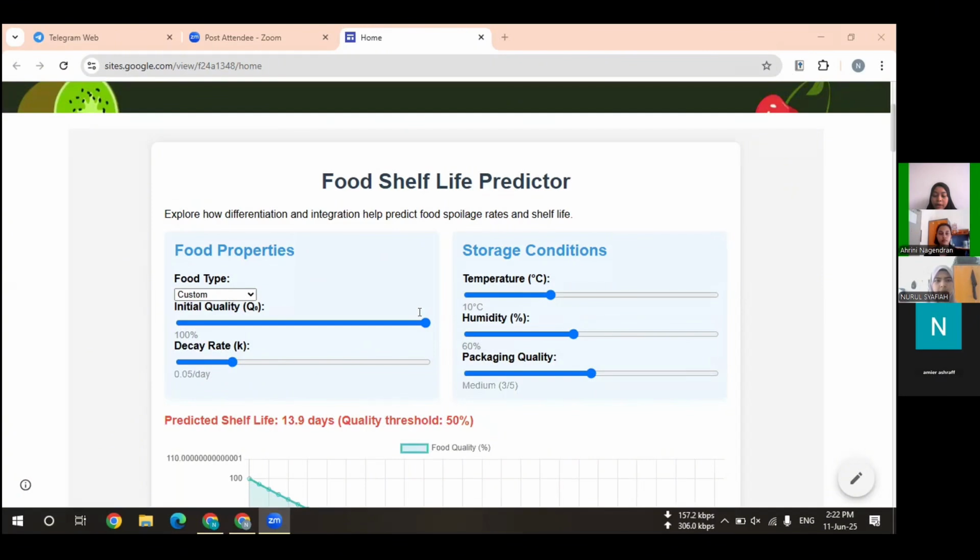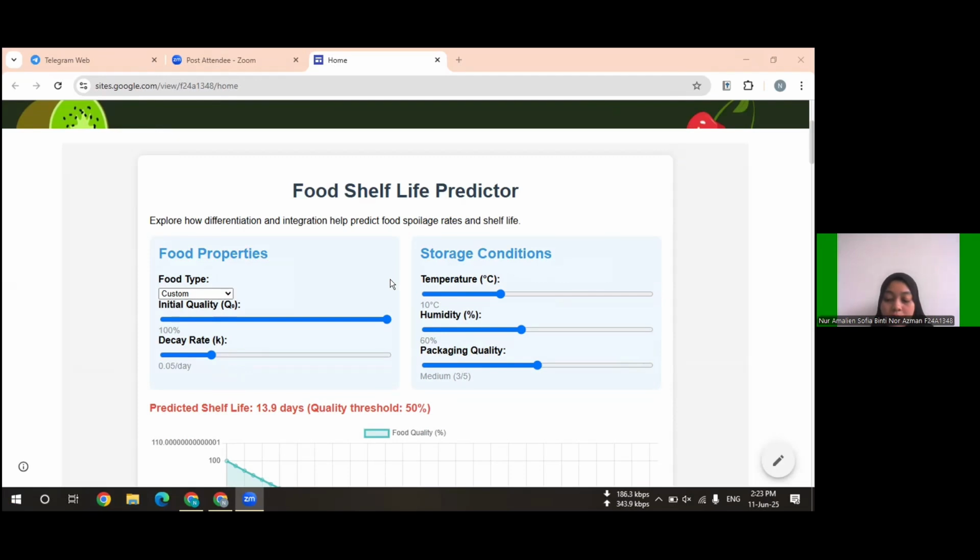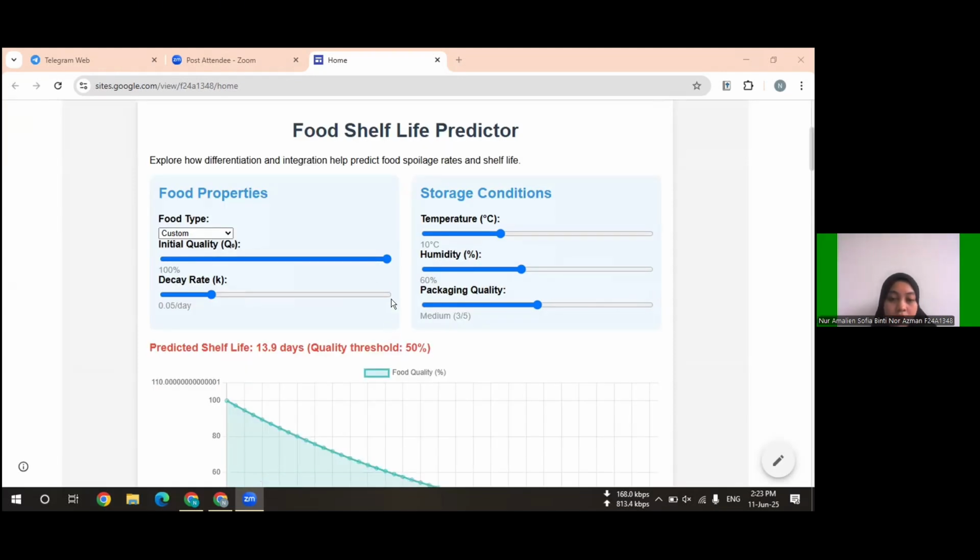food shelf life predictors. Explore how differentiation and integration help predict food spoilage and the end of shelf life. The core aim of the website is to predict food shelf life using calculus, helping us understand how food decays over time under different conditions. This is the example.